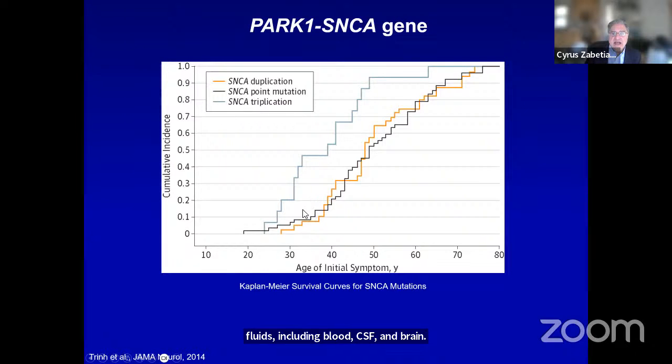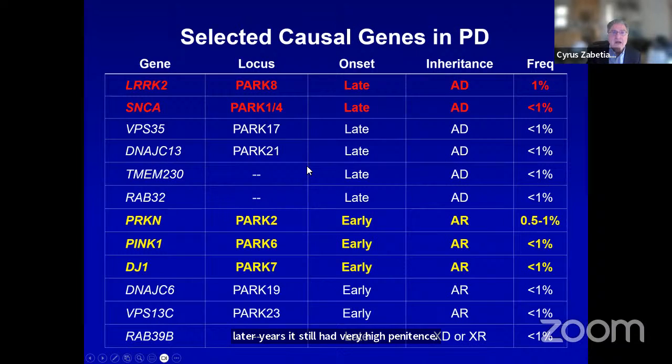And if you looked at the penetrance rates, if you had a triplication, so 3 copies, your penetrance by age 50 was almost 100%. Whereas with duplications or point mutations, it was only about 60 to 70% at age 50. But eventually, in later years, it still had very high penetrance. And this sort of shows a dose effect response curve here.